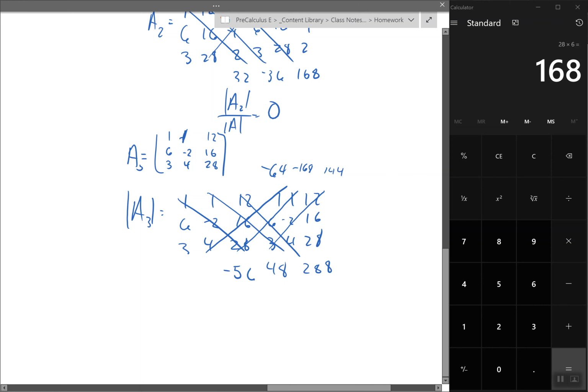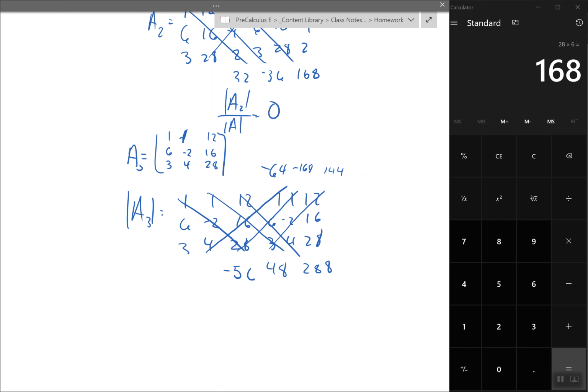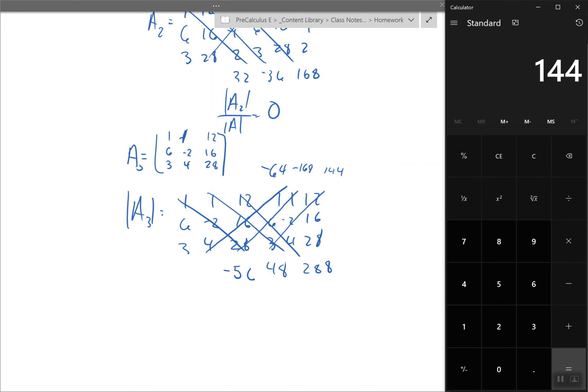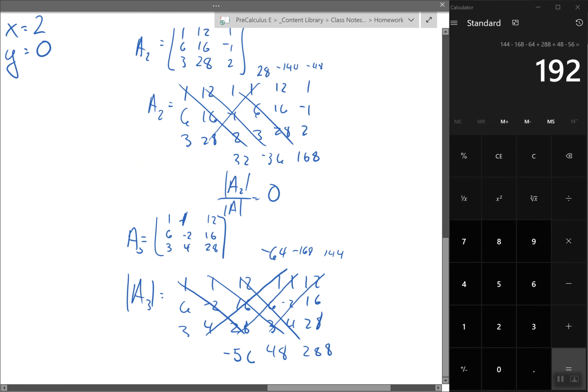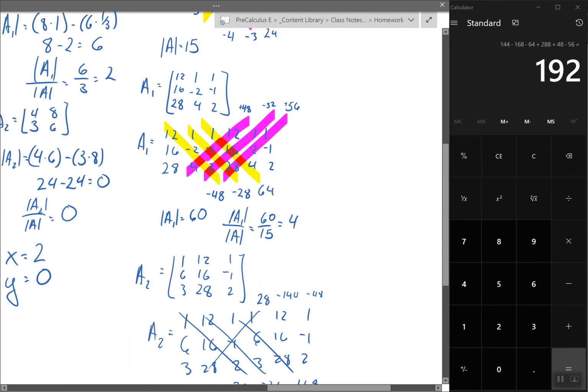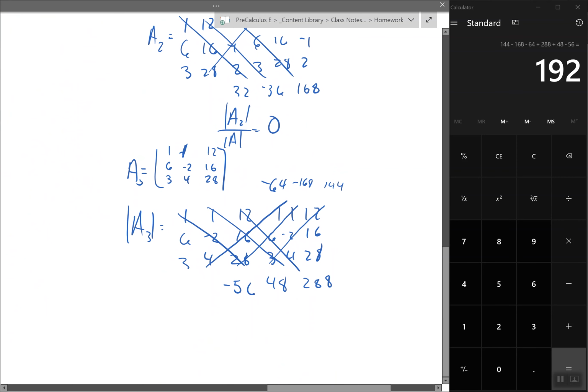Okay, let's make sure that that's correct. So we've got 144 minus 168 minus 64 plus 288 plus 48 minus 56. That's 192, so that doesn't seem correct. All right, so let me rewrite this and go back and try to fix it. Sorry.